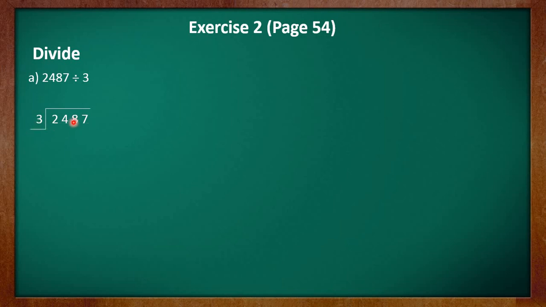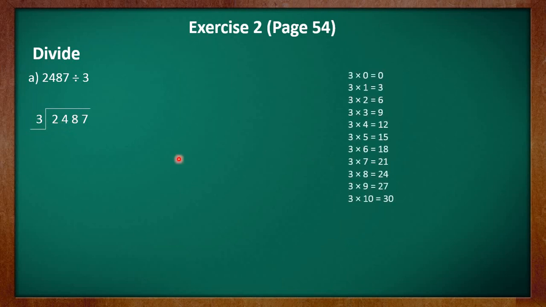So here we have to look for the table of 3. The first digit which we will divide by 3 is 2. But 2 is smaller than 3, so we cannot divide 2 by 3. So we will simply bring down the next digit, which is 4. Now it makes the number 24. And we know that we have 24 in the table of 3 at 8. So we will write 8 in the quotient and 24 under this 24. So 24 minus 24 will give us 0.